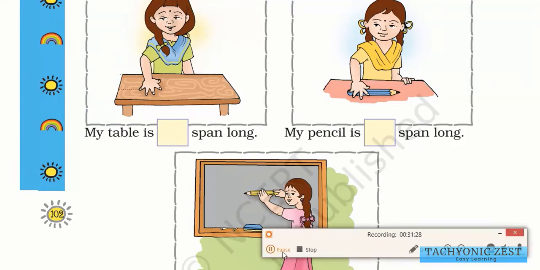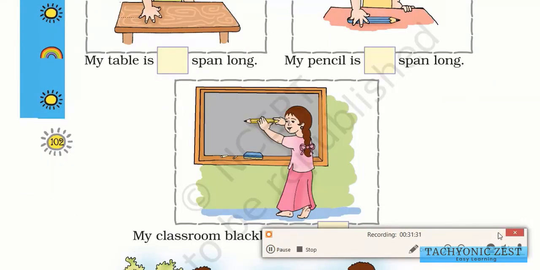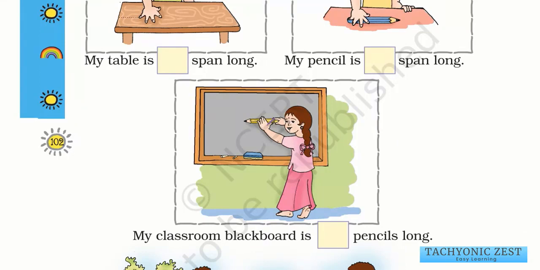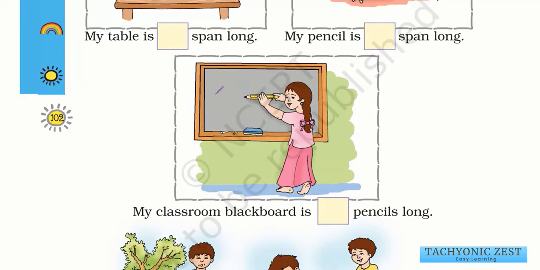Okay, so again in the next picture, if we see, this girl is trying to measure the blackboard. Now she is trying to measure this blackboard in terms of pencils. So how do we measure this blackboard in terms of pencils? Now she is not measuring in terms of span, she is doing it in terms of pencil. She has a pencil in her hand, so from one end of the blackboard she'll put the pencil. Suppose from this end she is measuring, so she'll put the pencil, and that pencil will start from here and it will end somewhere here.